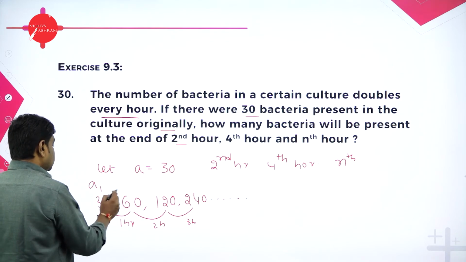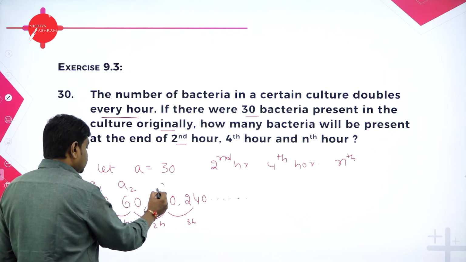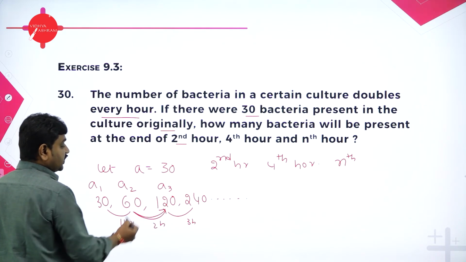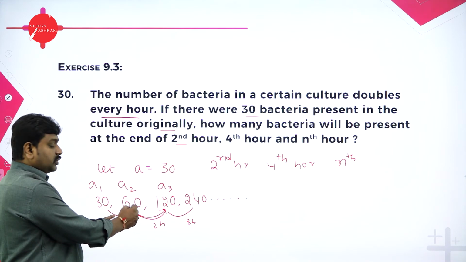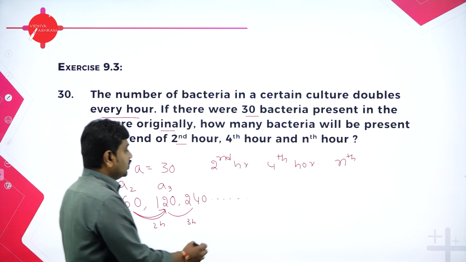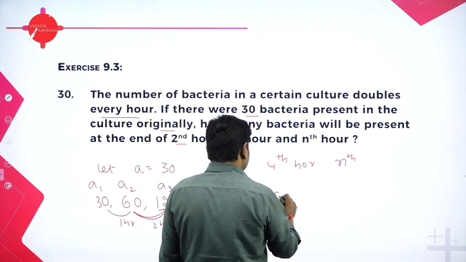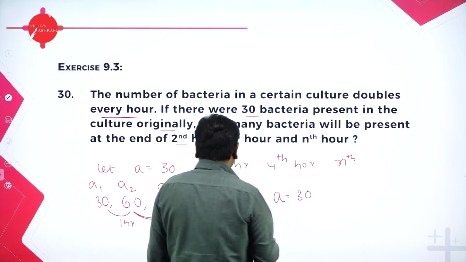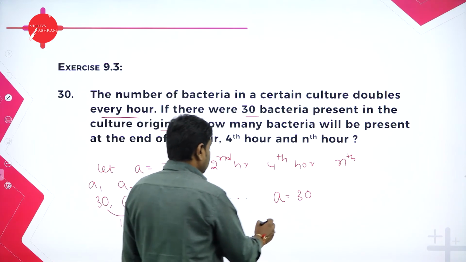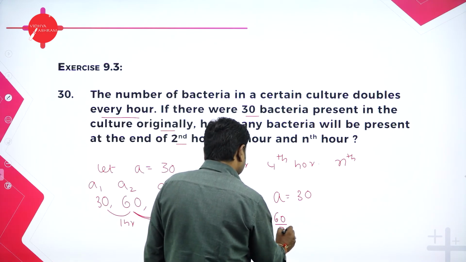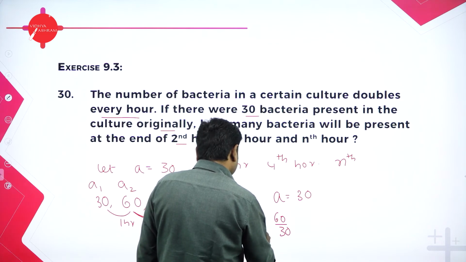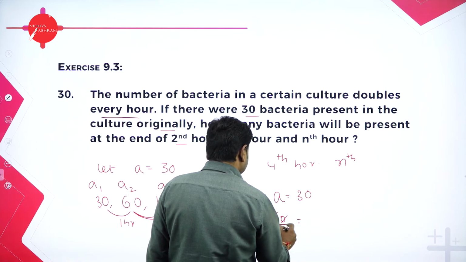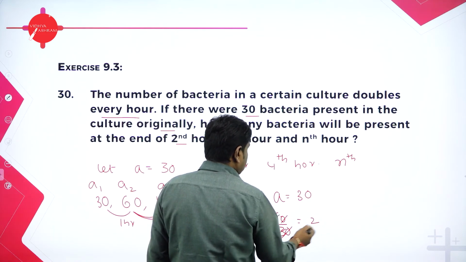See, A1, A2, A3. A3 means after 2 hours. After first hour it will be 60, after second hour 120. Now A is, dear students, 30, the first term. And they are in geometric progression, because if you divide A2 by A1, it is the same as 60 by 30, which is double. The ratio R is 2.